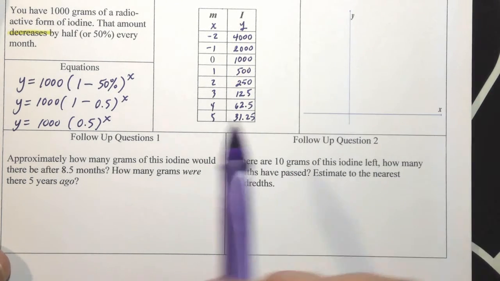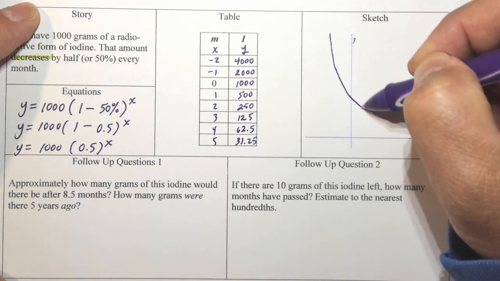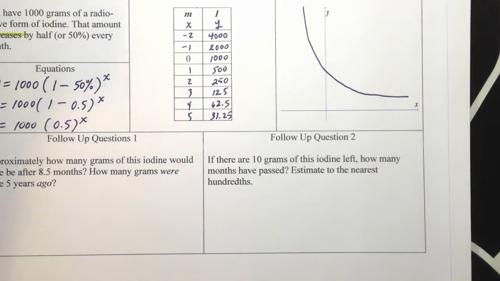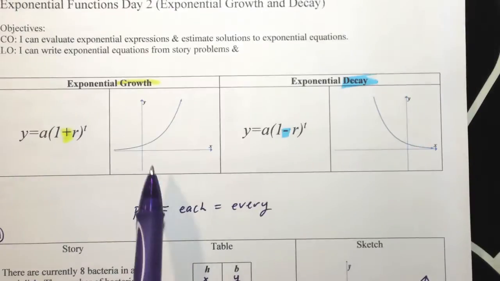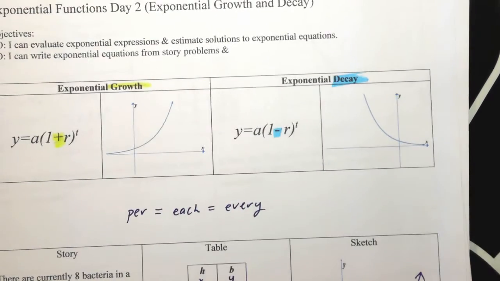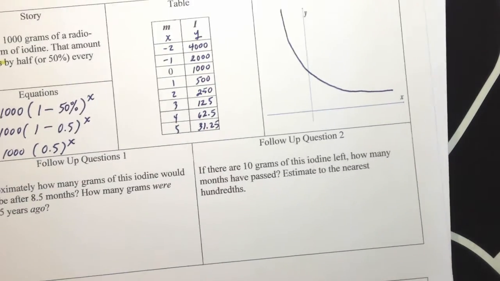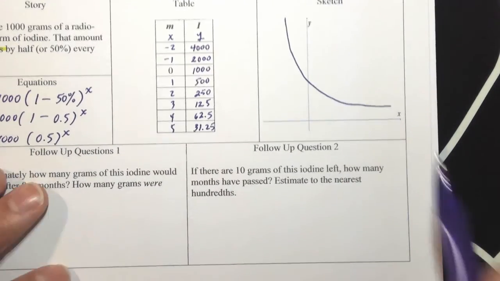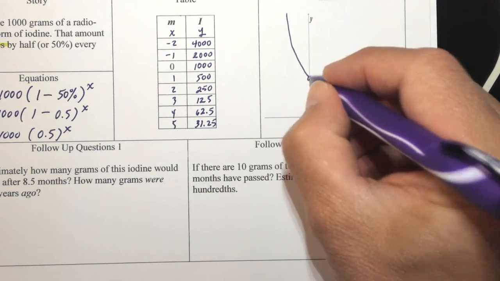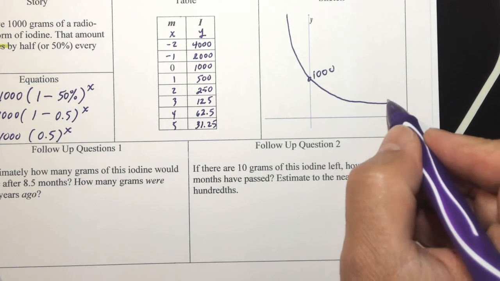Sketch. This is a decay problem, so we need to see. Voila. If you get it wrong, by the way, you need to just slap yourself. You know why? Because we put the picture right there. So you literally just copy this picture here, this picture there. Seriously, if you get this problem wrong, slap yourself. Okay. And the y-intercept is 1,000. Start off with 1,000. Voila.